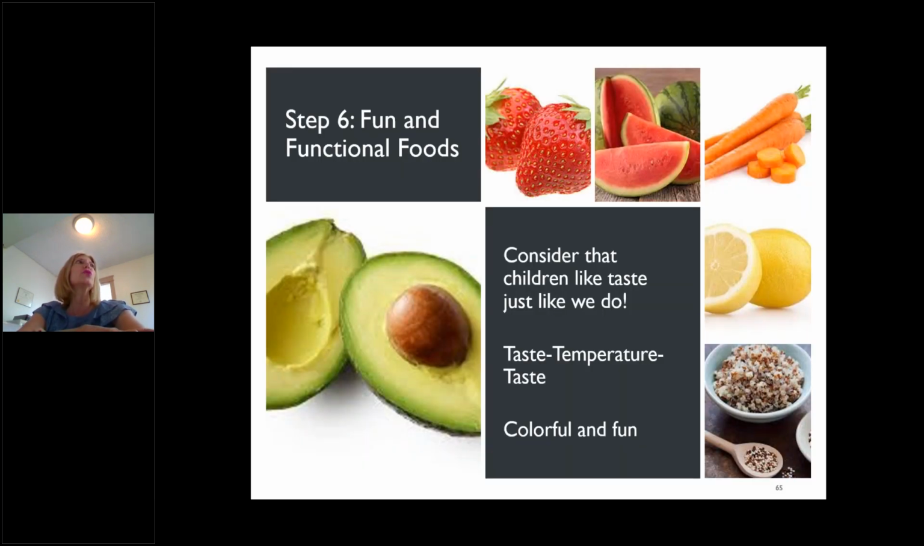And we want the foods to be fun. Melanie Potock has done such an amazing job, both in her Facebook accounts and her beautiful books like Adventures in Veggieland. She's just fantastic at this. We think that babies want bland foods, but they really don't. They want taste just like we want taste. We don't want mashed potatoes that are just plain mashed potatoes.